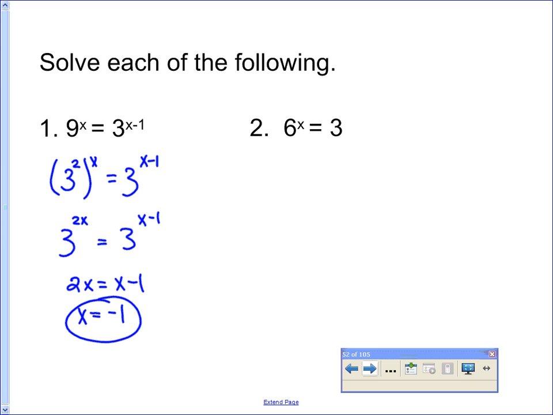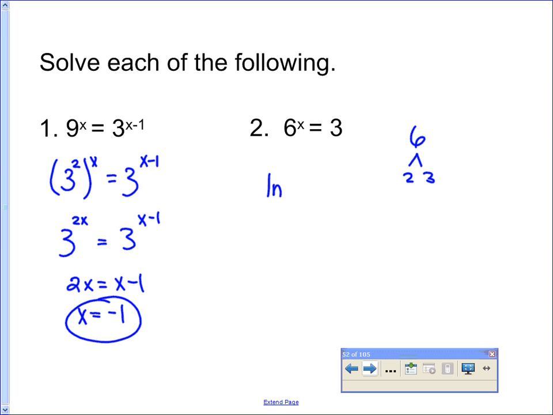All right. The second one is a little bit harder because when you try to get the same base, you notice that 6 is 2 times 3, and that's not going to work. We're not going to be able to get the same base, so we need to try something else. So maybe we'll try taking the natural log of both sides.